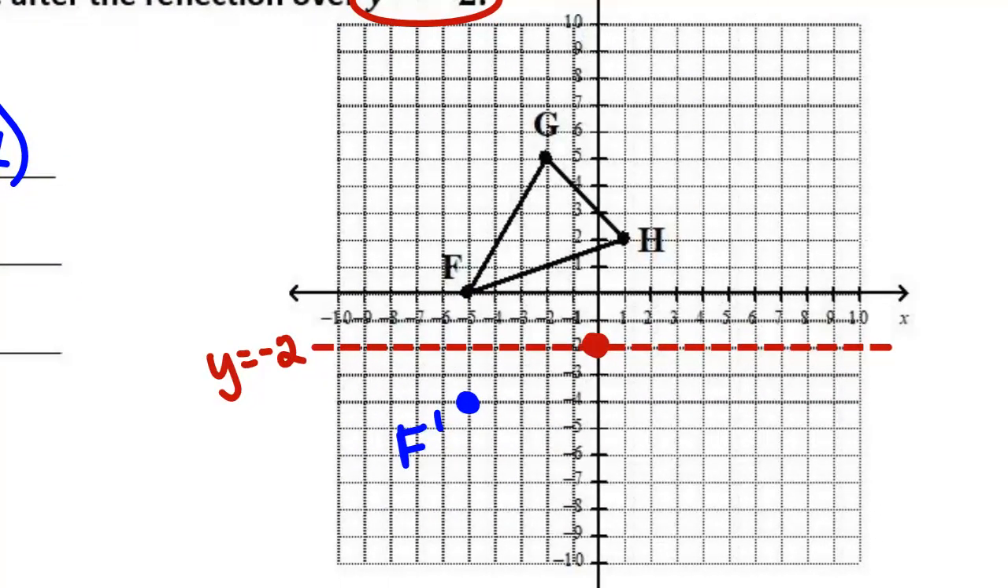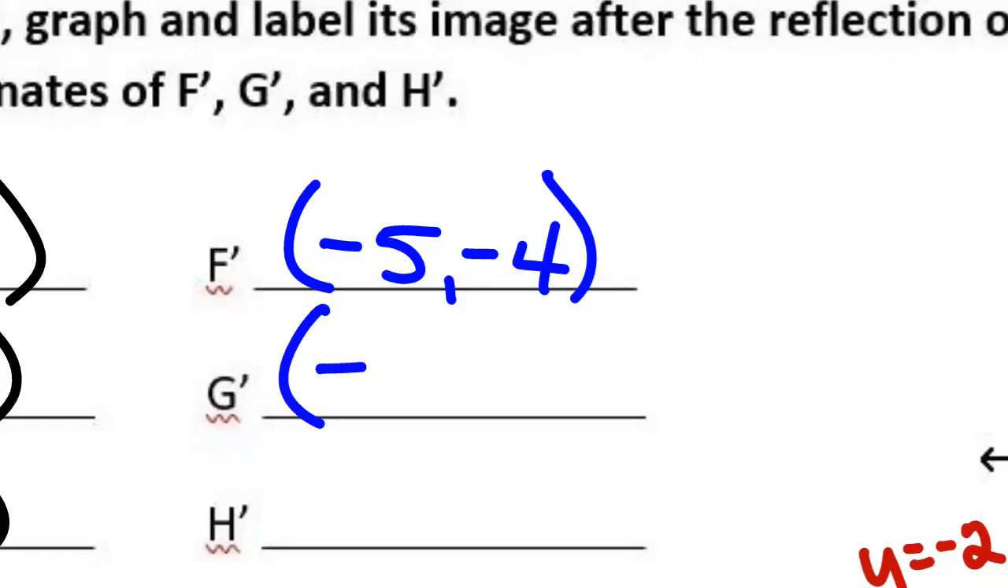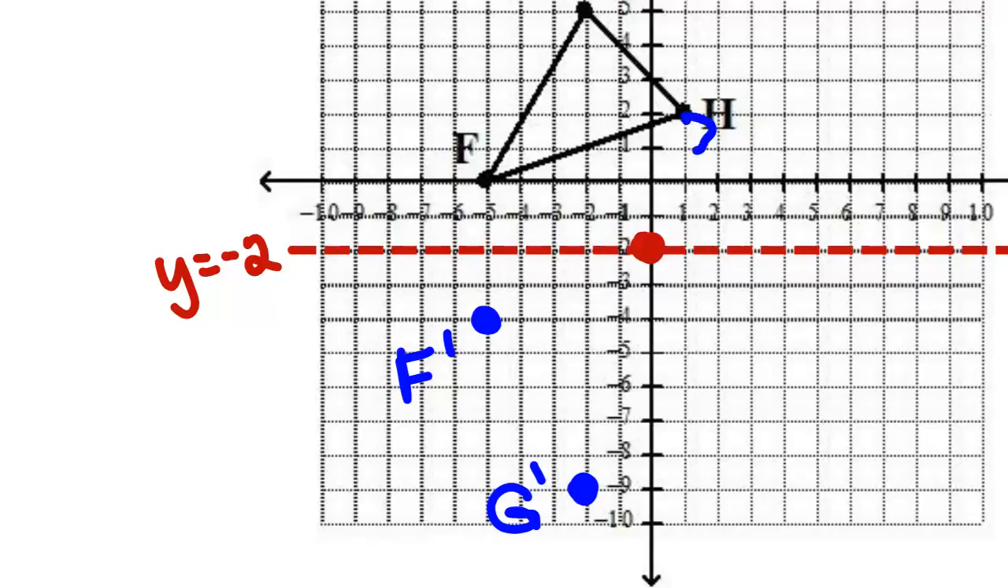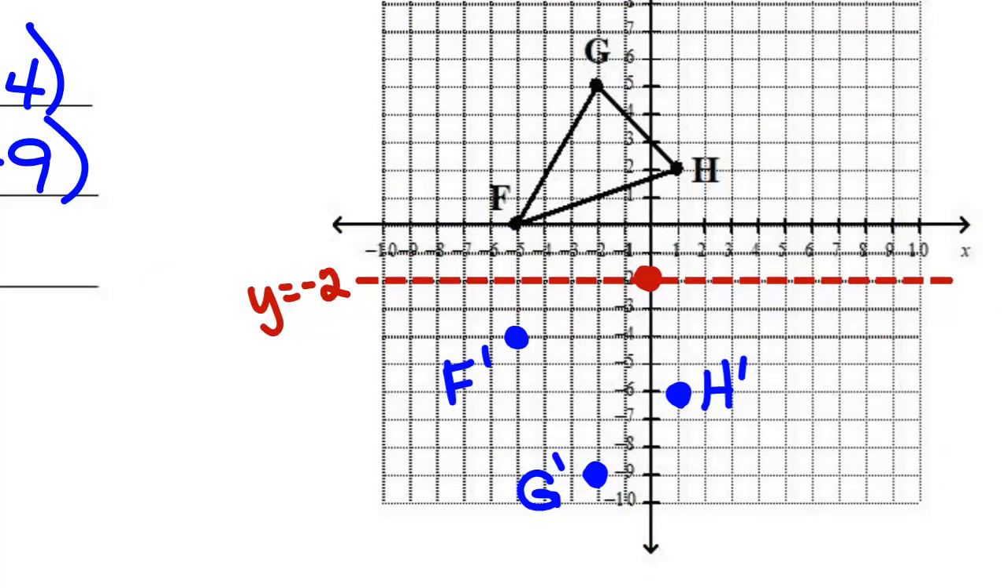And then we'll do G. 1, 2, 3, 4, 5, 6, 7. So on the other side, we go 1, 2, 3, 4, 5, 6, 7. Right down here is G prime. That lands at -2, -9. And then we do H. We are 1, 2, 3, 4 units away. So 1, 2, 3, 4 units away on the other side. There's H prime. That landed at 1, -6.